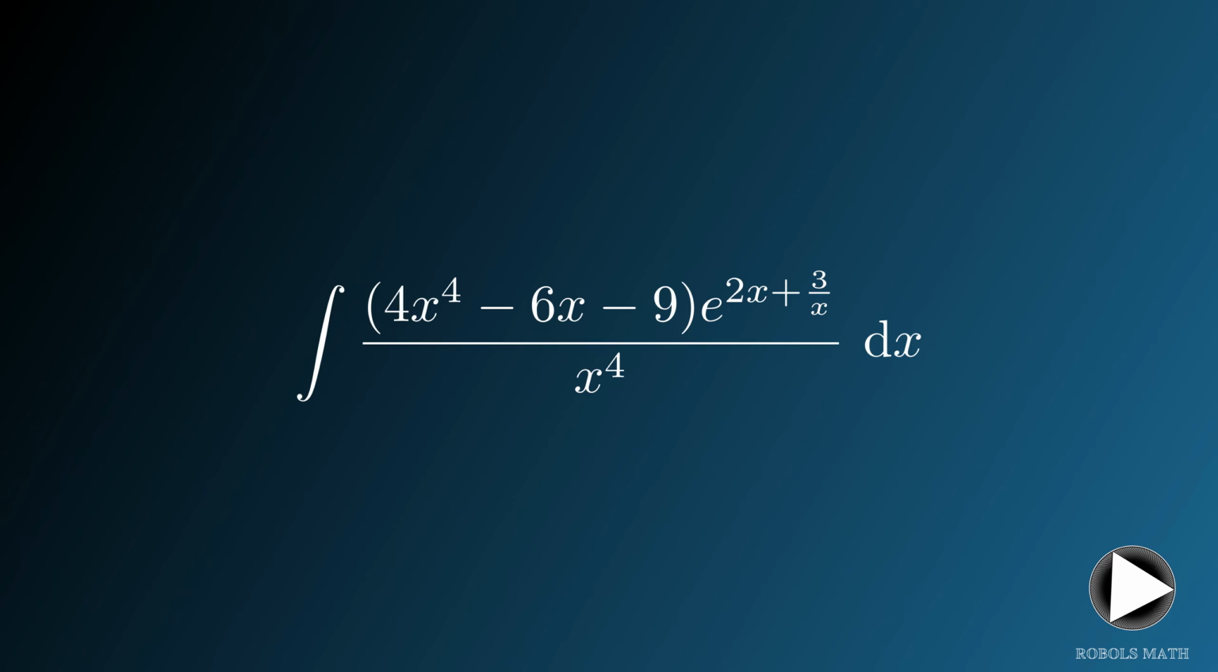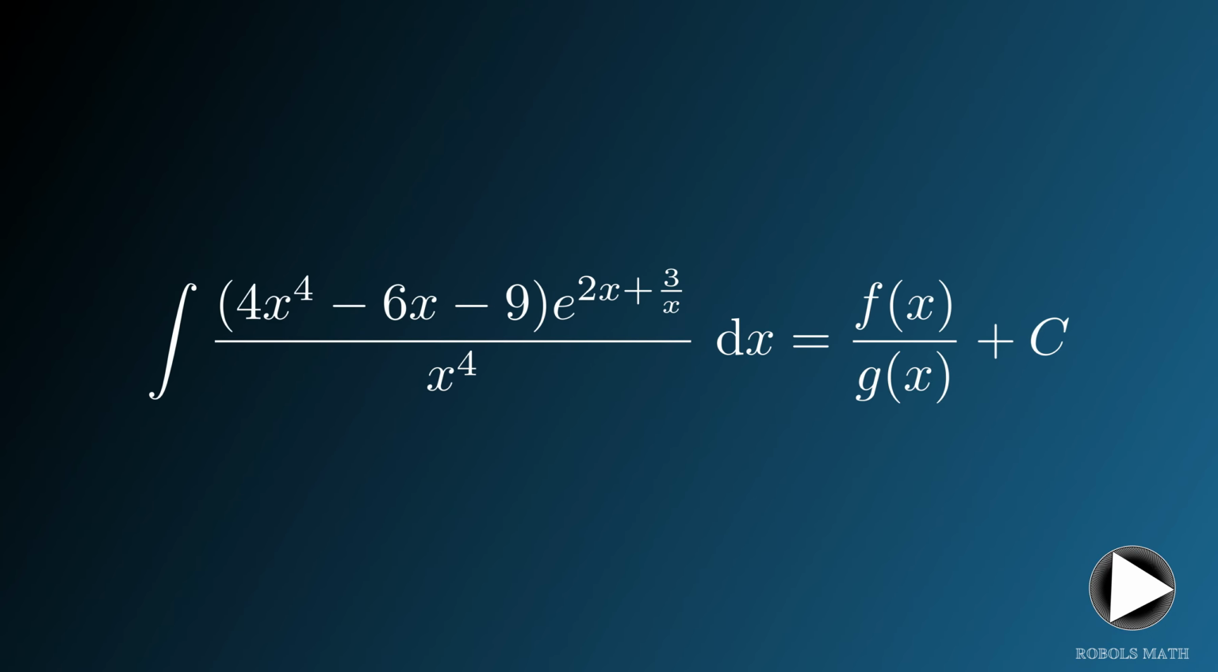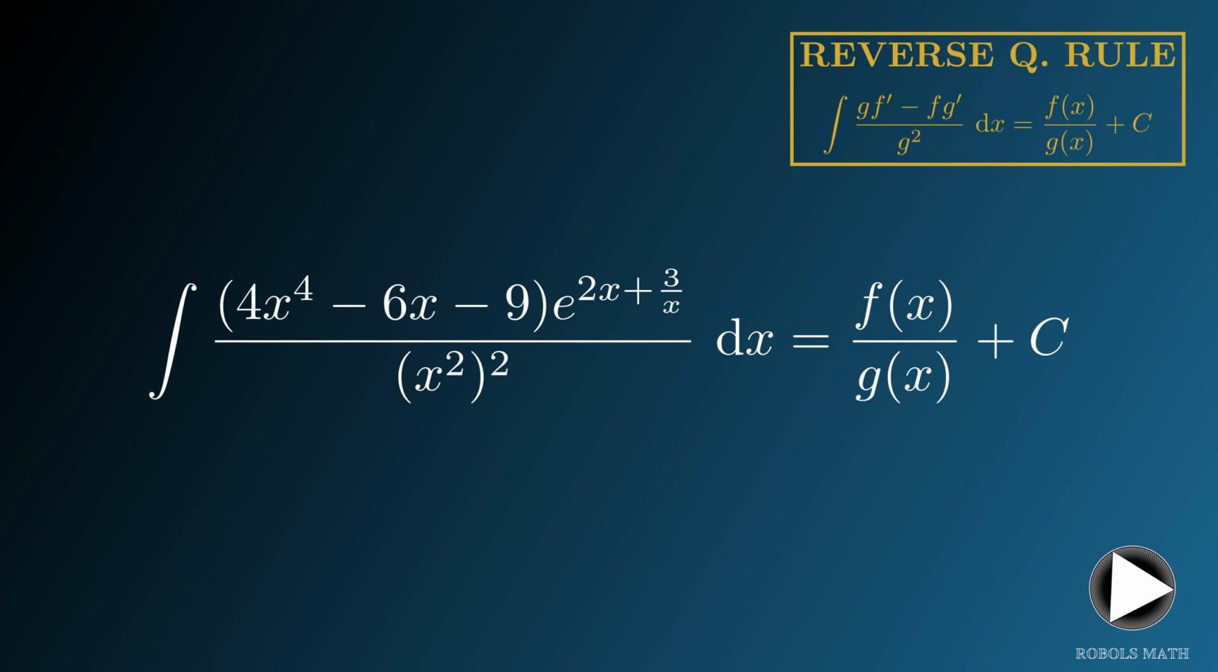Note that the given integrand is a ratio of two functions, and that the denominator is a square of another function. Hence, it is possible that the antiderivative for this one is also a ratio of two functions. Suppose that the antiderivative is f over g. Note that we can write the denominator of the integrand as the square of x squared. Using the idea of the reverse quotient rule, we will assume that g is x squared.